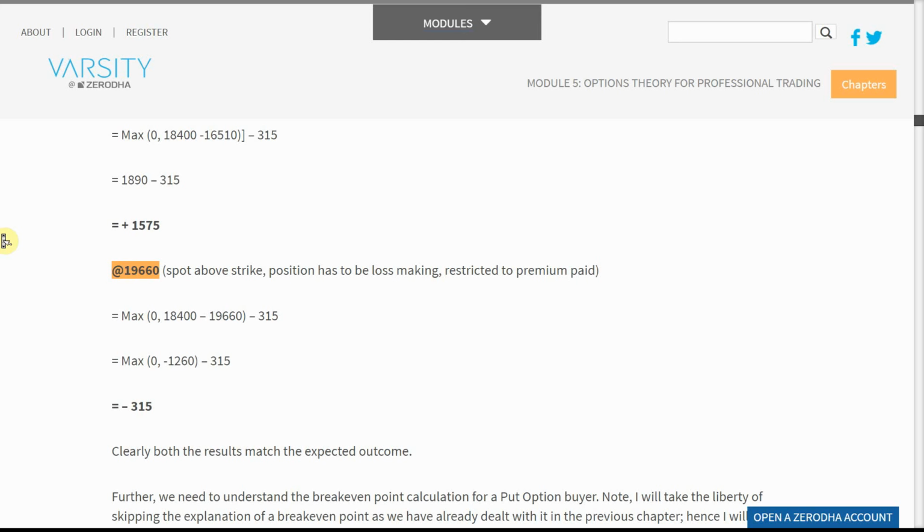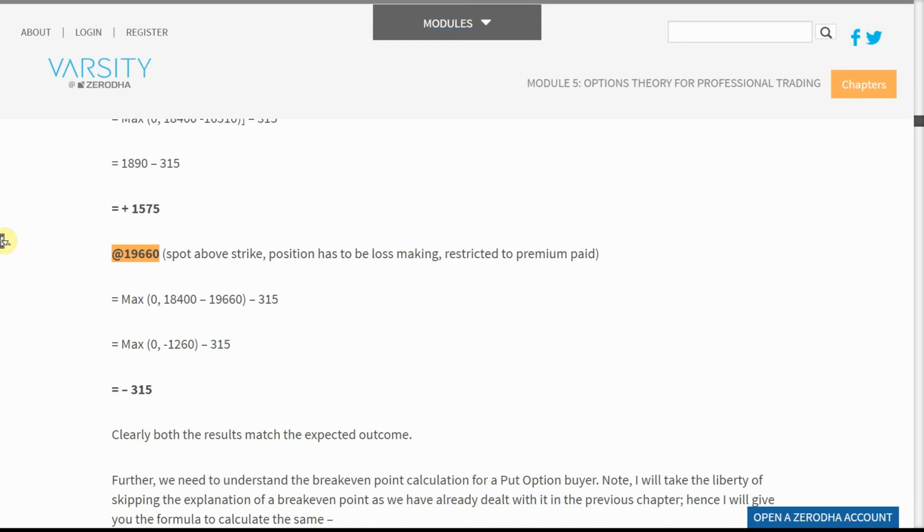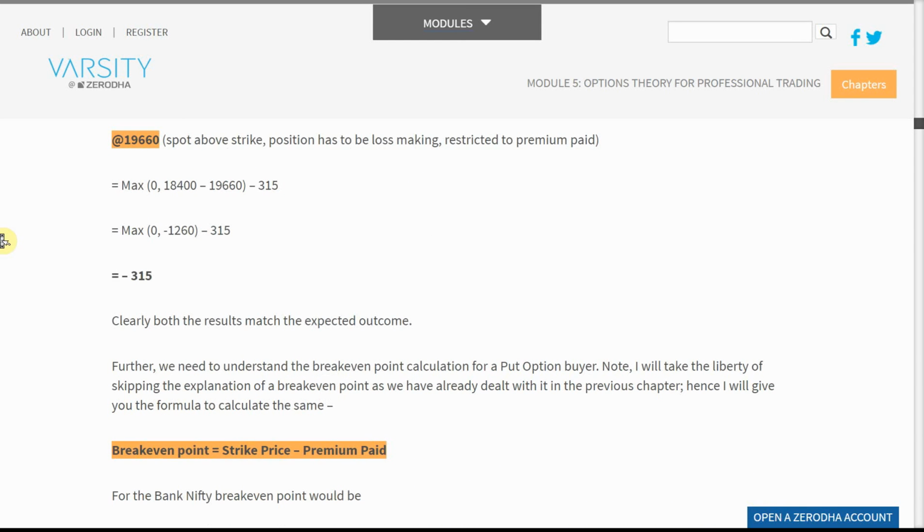At 19,660, spot is above strike. Position has to be loss-making, restricted to the premium paid. P&L equals max (0, 18400 - 19660) - 315, equals max (0, -1,260) - 315, equals -315. Clearly, both the results match the expected outcome.